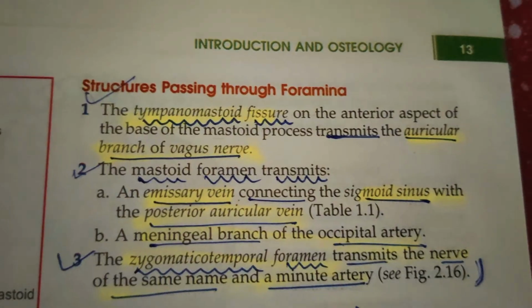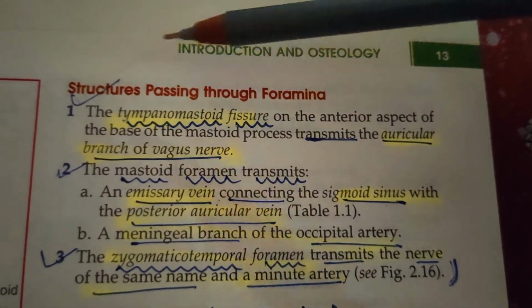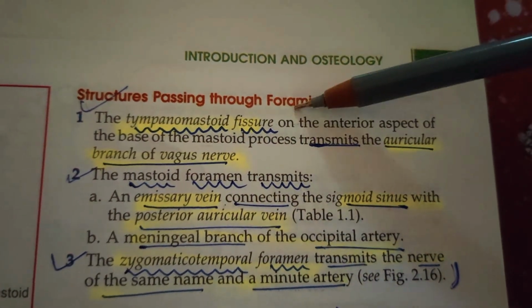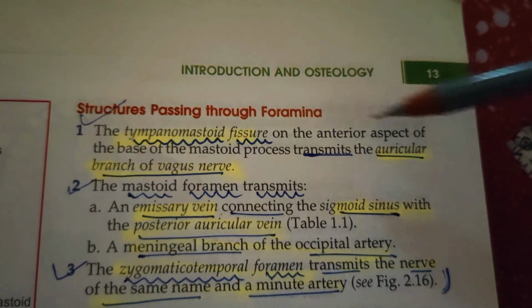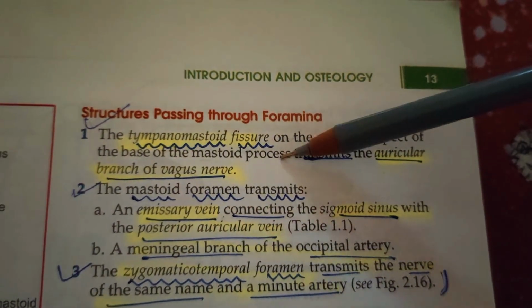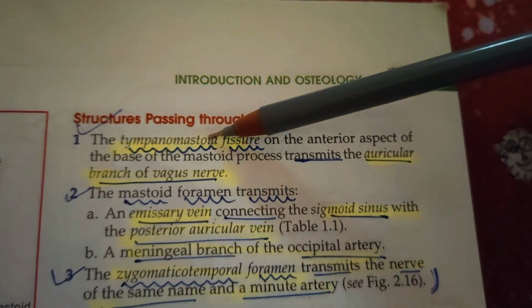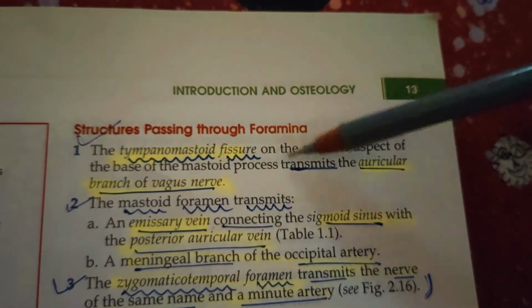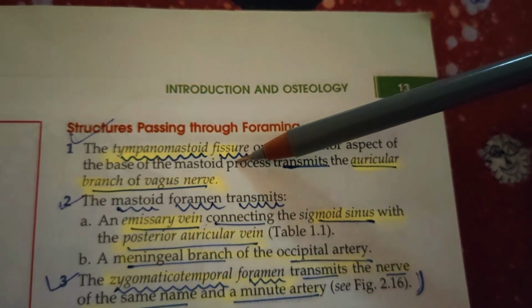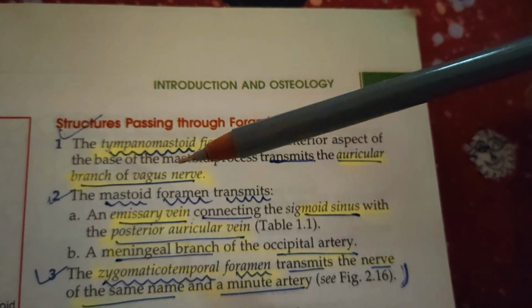Okay, so this is the last part which we need to see regarding the norma lateralis, that is the structures which pass through the foramina. The tympanomastoid fissure is on the anterior aspect of the base of the mastoid process, between the tympanic and the mastoid parts, and it transmits the auricular branch of the vagus nerve.